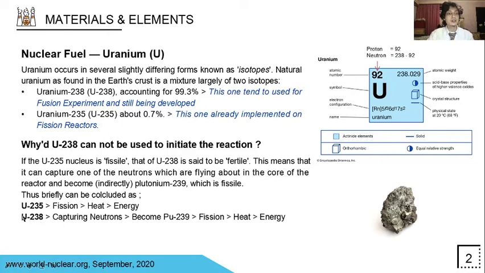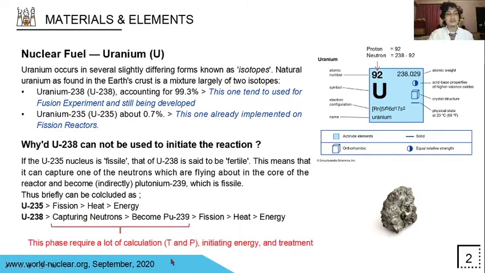Therefore, uranium-238 needs to capture a neutron first and become plutonium-239, which is fissile, and henceforth it can make heat and then convert it into energy. In addition, this phase, from capturing neutrons until becoming plutonium-239, requires a lot of calculation, especially in temperature and pressure, and also some initiating energy and treatment.